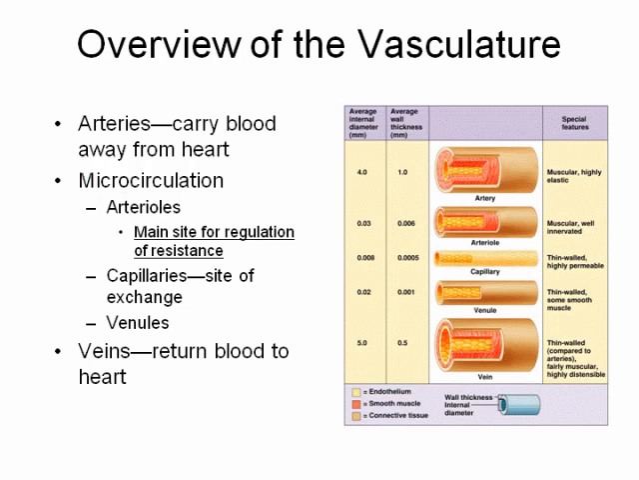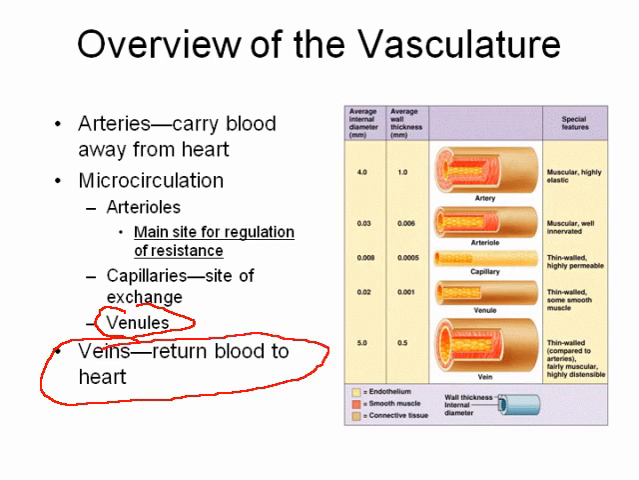We have the microcirculation, which consists of the arterioles. Again, these are the main site for regulation of resistance. And the capillaries, which are a site of exchange. So capillaries are very thin-walled. We want substances to be able to diffuse very easily across the walls of the capillaries. Venules are a way of collecting the blood from the capillaries, and then they converge, of course, into the veins, which return the blood to the heart.